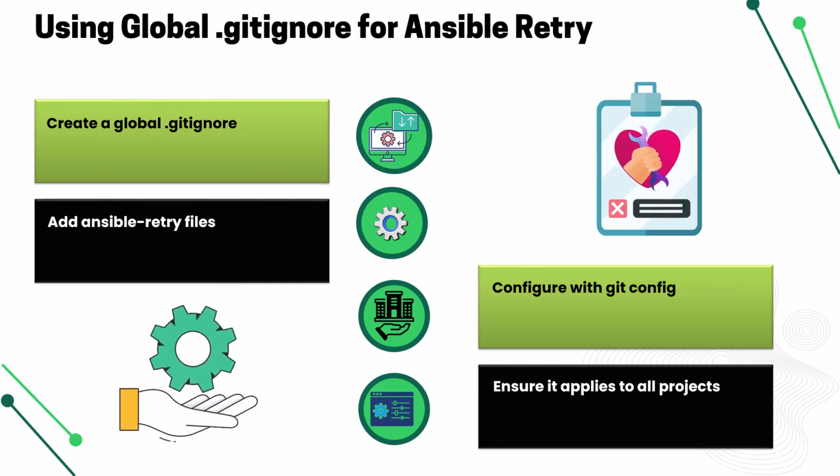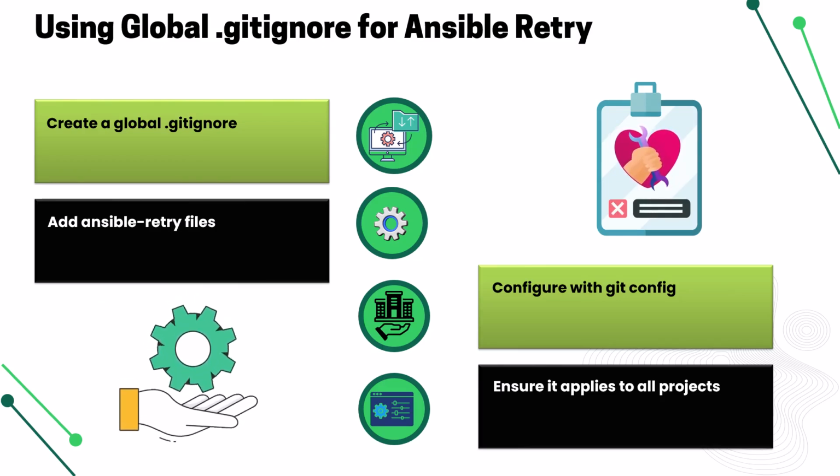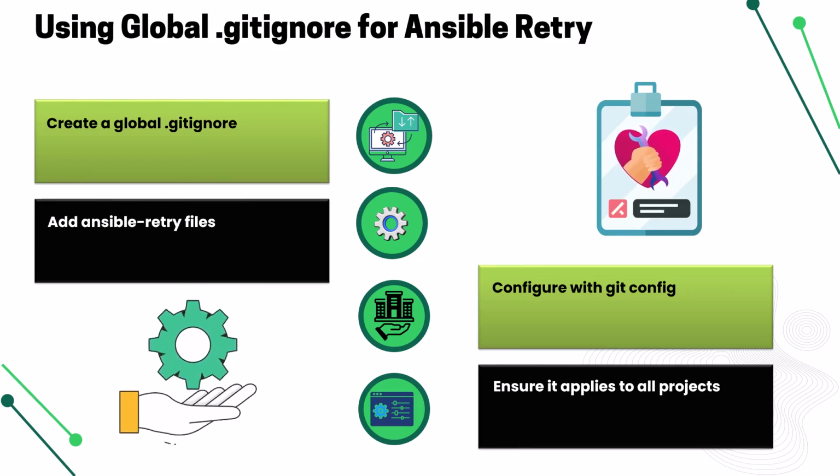Ansible Retry Files sneaking into commits. A global Gitignore is your best friend. Set one up, add those pesky retry files, configure with git config, and ensure it works across all projects. No more accidental commits of failure logs.